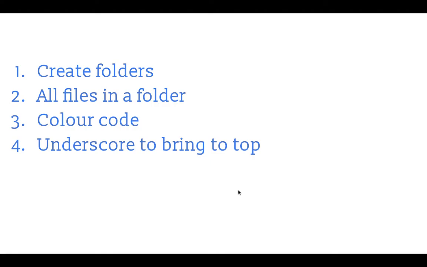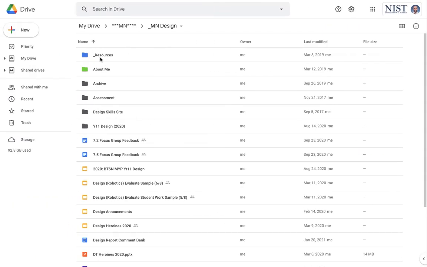Tip number 4. You can put an underscore at the start of a folder name to bring it to the top of a list of folders. You can see this folder has an underscore at the start, and this folder has an underscore at the start. What that means is even when I've sorted all of my files by name, it still pops to the top even though it starts with an R.